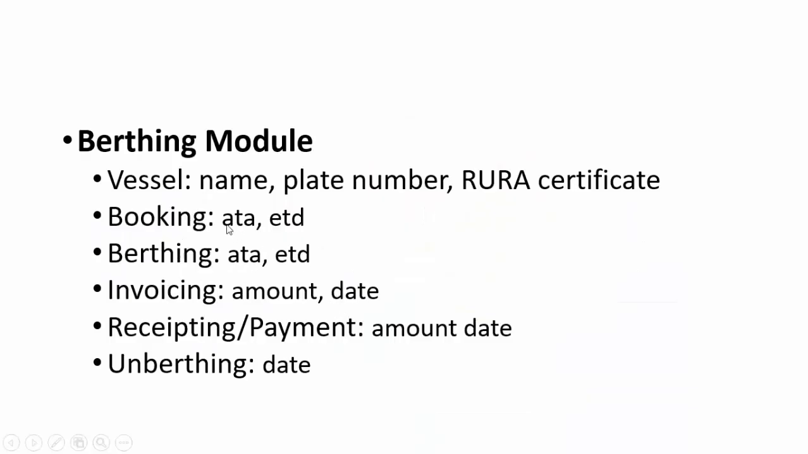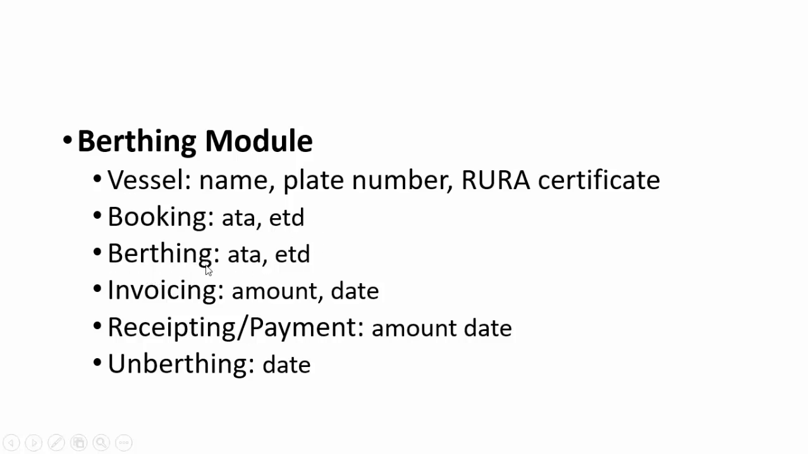The most important data here is to know when it is going to come. ATA is the actual time of arrival. ETD is the estimated time of departure. The other information we shall see when we start using the system.